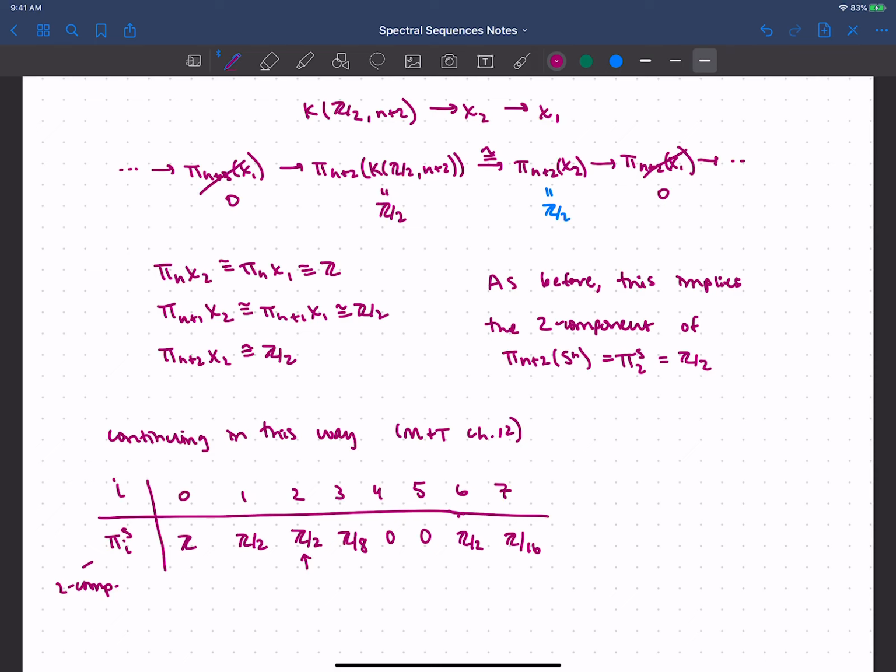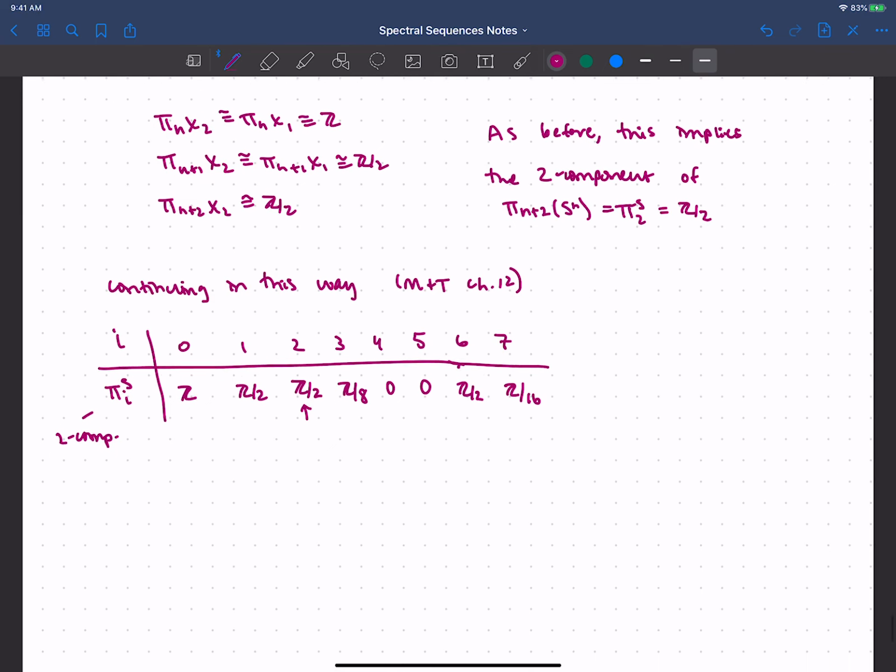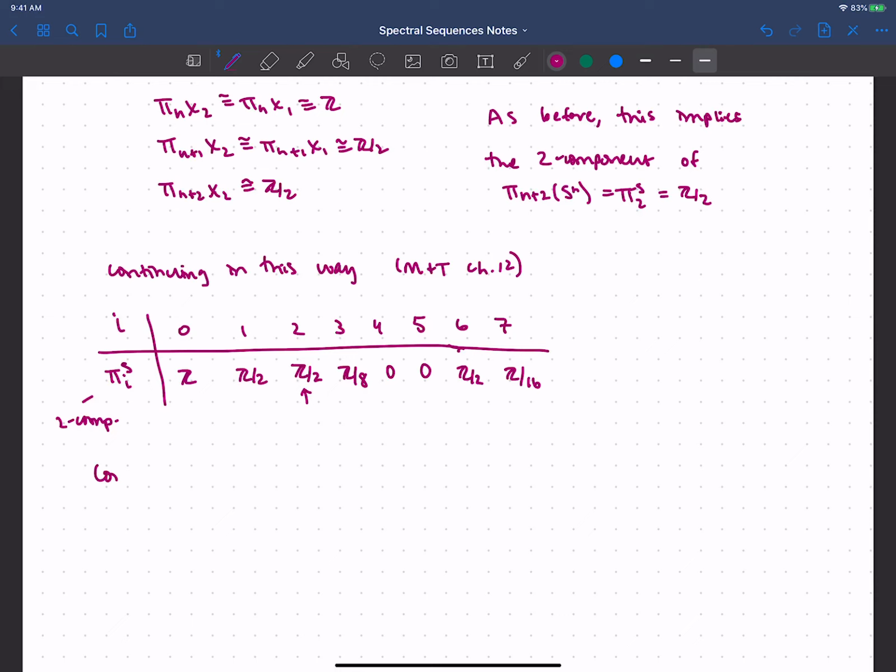And I just want to finish off with one kind of neat observation here, which is that we can actually learn from this. If we had extended this all the way to get this 0 here for pi 4 stable, we learn as a corollary that eta, the Hopf map, is nilpotent. So how do we see that? Well, remember eta lives here in pi 1 stable. So eta is in pi 1 stable.